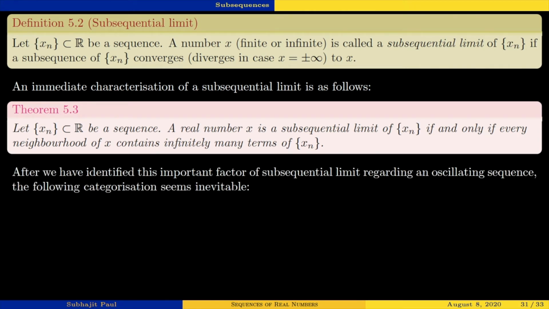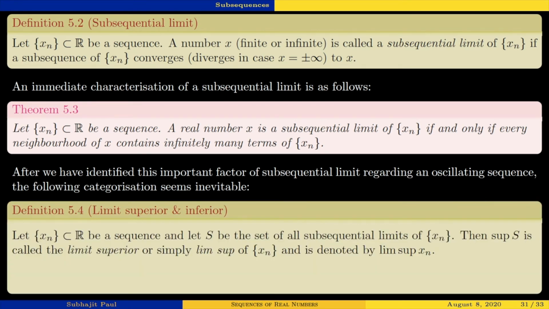Now, after we have identified this important fact about subsequential limits regarding an oscillating sequence, the following categorization seems inevitable. What is that? Limit superior and inferior. Let xn be a sequence of real numbers, and let S be the set of all subsequential limits of xn. Then supremum of S is called the limit superior, or simply lim sup of xn, and is denoted by lim sup xn.